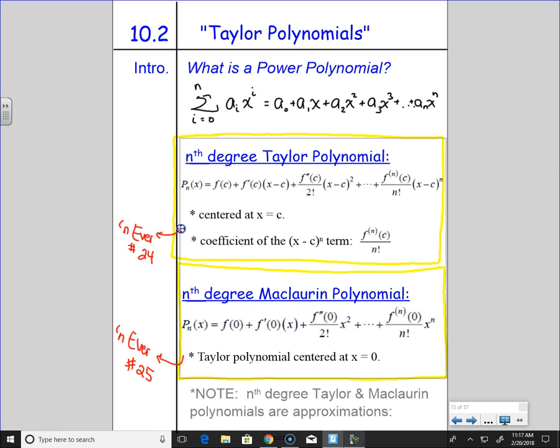A power polynomial is where we can just go ahead and multiply by x every time. Or I should say power series is where you just keep on going, increasing powers of x. I like keeping power series totally separate.